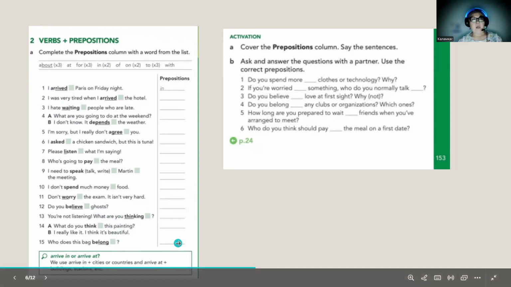Okay, please press the pause button and do this task. And after that, I will tell you the right answers. Start doing.